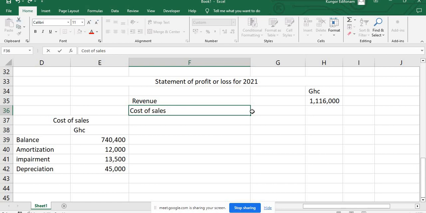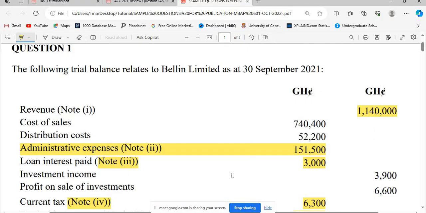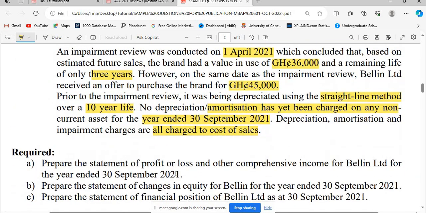Prince: Yes, please, was it stated in the question we should include all this as part of cost of sales? Yes. Let me locate it for you. So they said depreciation. Can you see where I've highlighted? Depreciation, amortization, and then impairment charges are all charged to cost of sales. So you add it up to cost of sales because it's a deduction, and cost of sales is also a deduction. So when you add it up and then you less it.